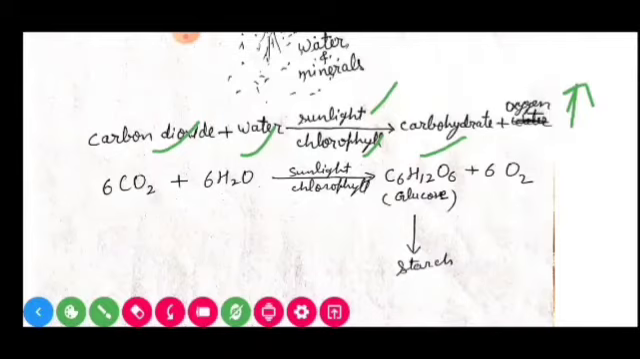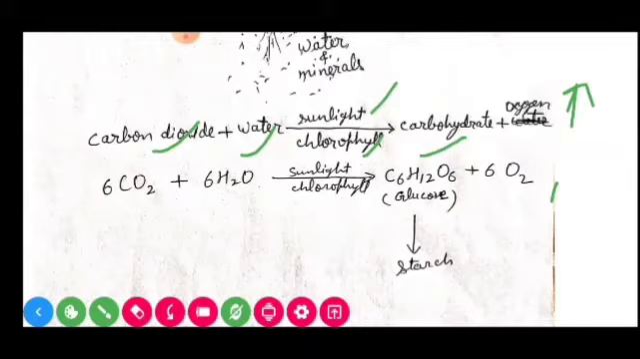Actually, photosynthesis takes place during the day, and respiration takes place both in the night and the day. During respiration, plants also release carbon dioxide, but that carbon dioxide is not sufficient for the process of photosynthesis. So the carbon dioxide released by animals and during burning is also used by plants in the process of photosynthesis.